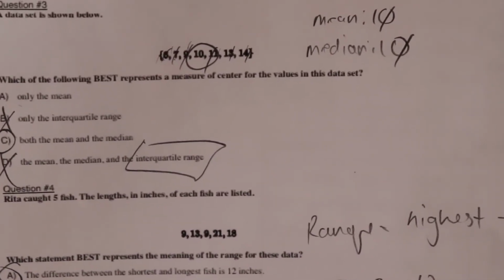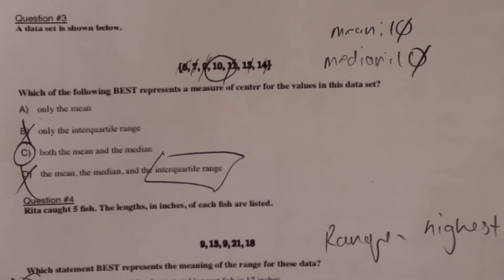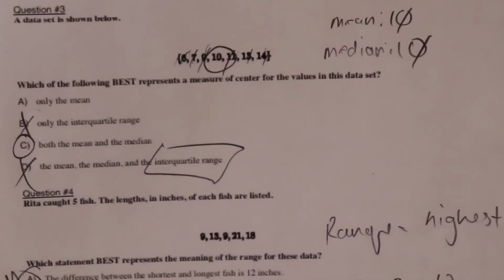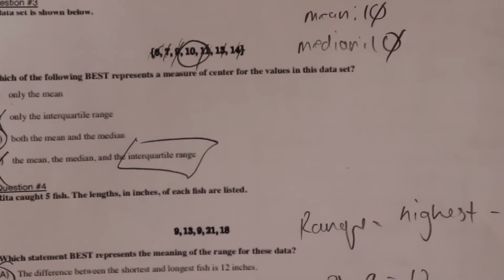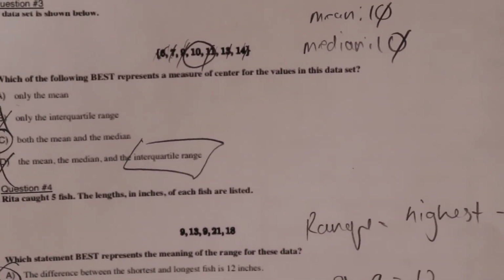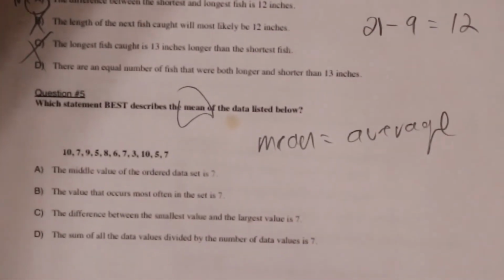Last one: which statement best describes the mean? We all know what the mean is. Mean equals what? Average. The middle value of the orders data set is 7. Let's first figure out our mean. Can you guys see this? No, you cannot. There you go.